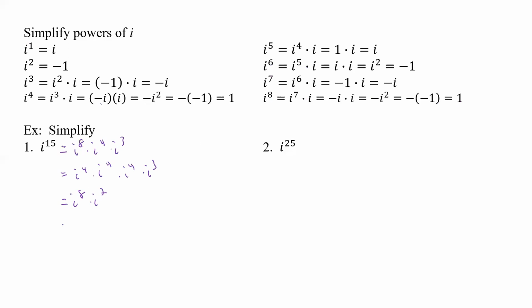Well, i to the 8th we know is 1, so that's 1. i to the 7th is a -i, and so that gives us a -i. Now here, i to the 4th was 1 times 1 times 1 times, and i to the 3rd is a -i. Okay, and here again is 1 times -i. So no matter which way you do it, it's always going to come out to be that -i.